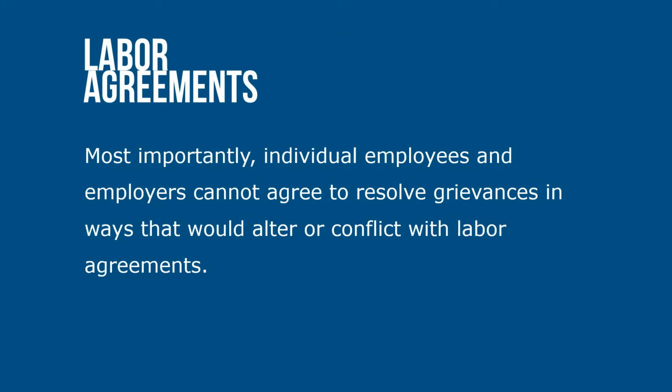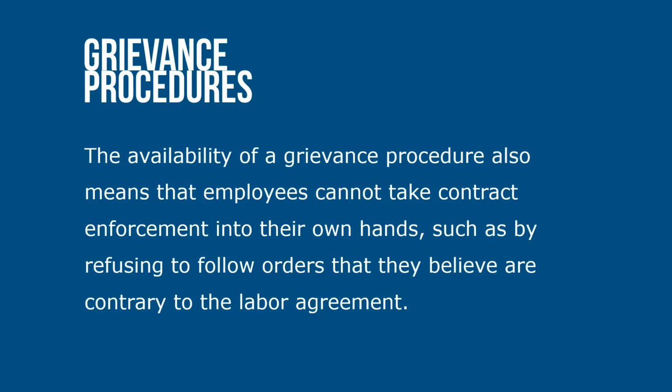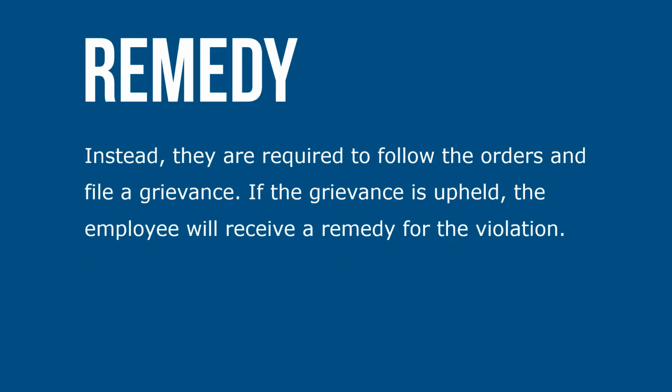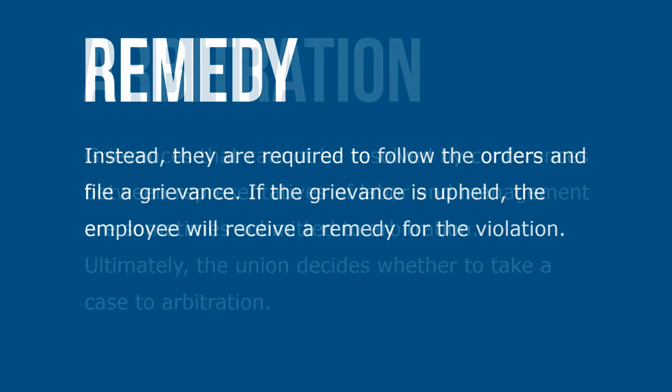Most importantly, individual employees and employers cannot agree to resolve grievances in ways that would alter or conflict with the labor agreement itself. The availability of a grievance procedure also means that employees cannot take contract enforcement into their own hands, such as by refusing to follow orders that they believe are contrary to the labor agreement. Instead, they're required to follow the orders and file a grievance. If a grievance is upheld, the employee will receive a remedy for the violation.